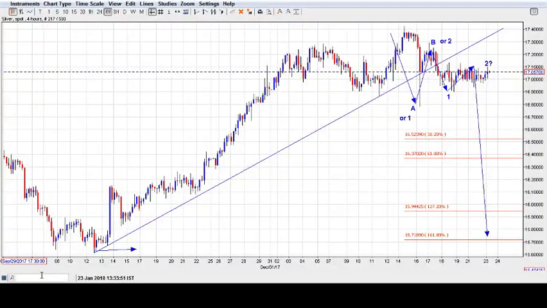Alright, I would like to spend at least 5 minutes on one chart which is now very close to a peak, and believe it or not, that's a major peak. And it's the Dow Jones.